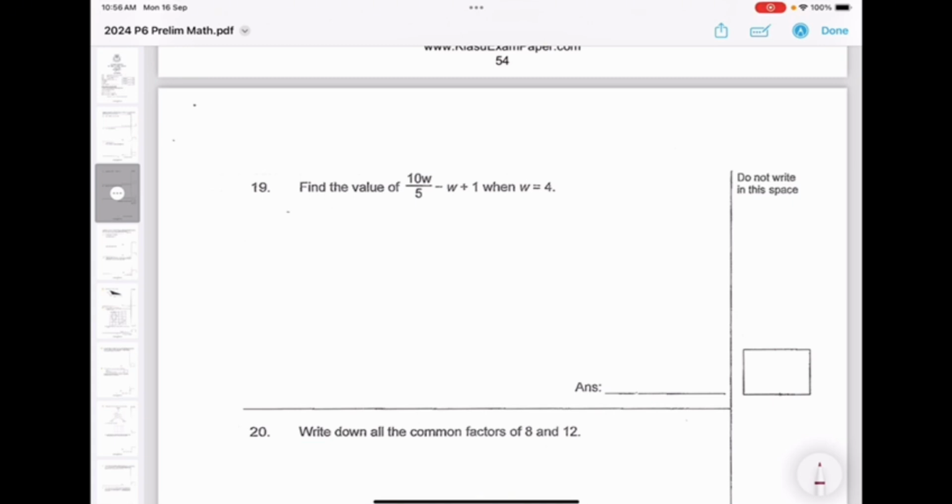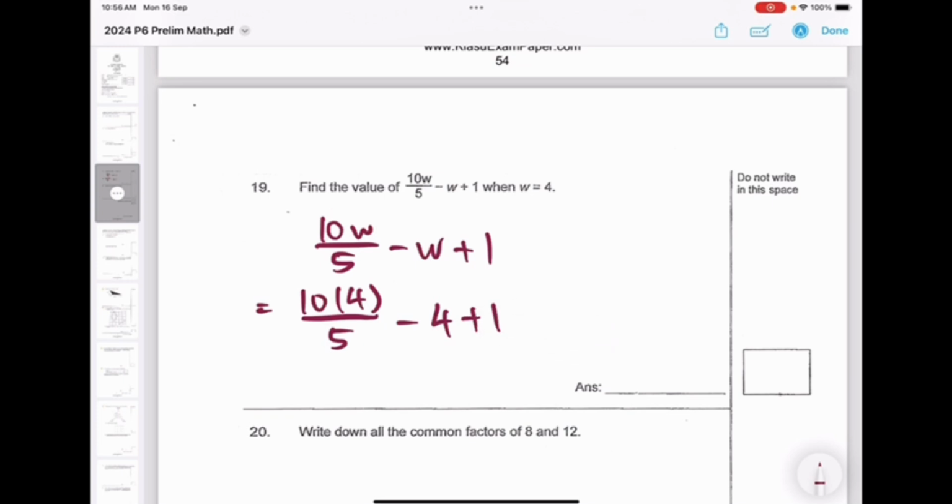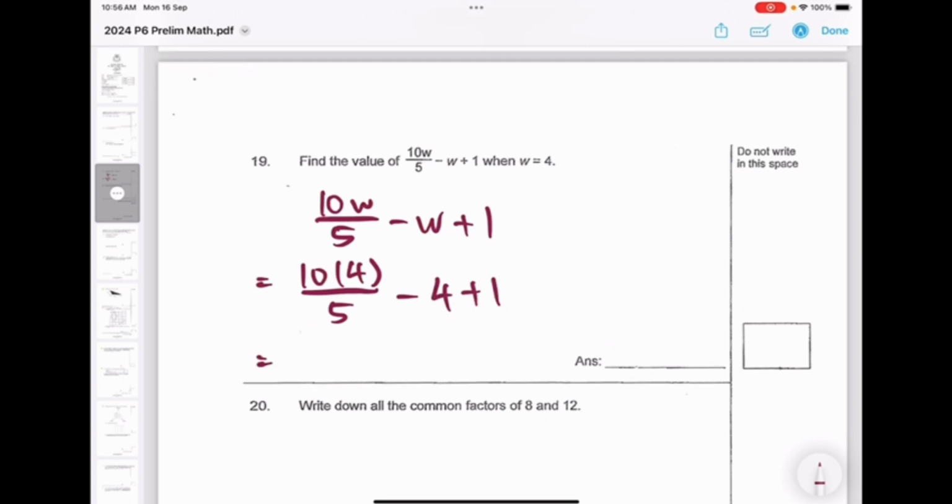It says find the value of 10w over 5 minus w plus 1, when w equals 4. So what I want to do is to replace my w with 4. Alright, so I would have 10 times 4 divided by 5 minus 4 plus 1. We know that 10 times 4 would give me 40 divided by 5 minus 4 plus 1.